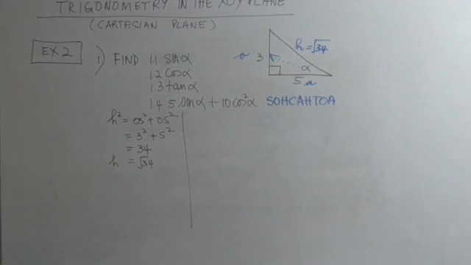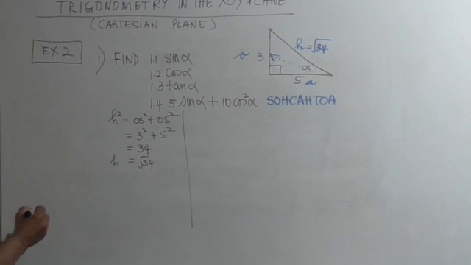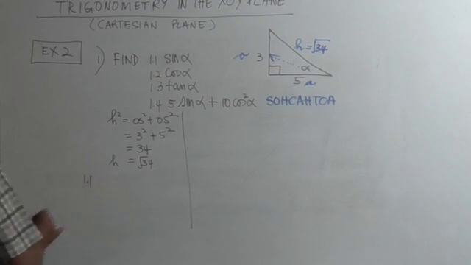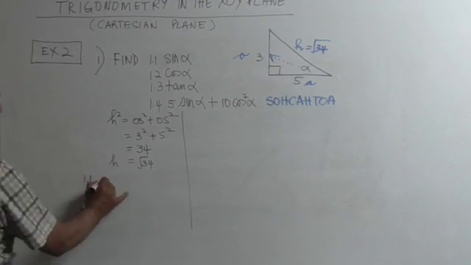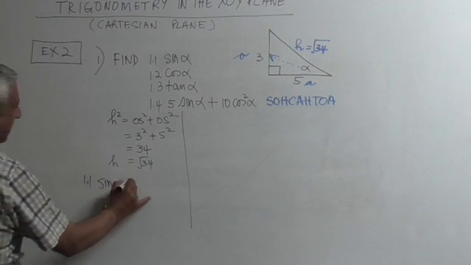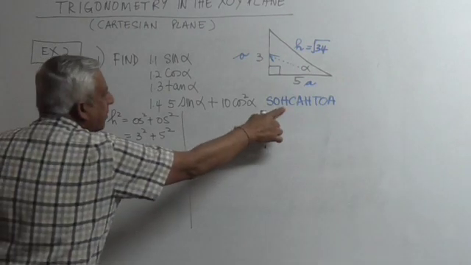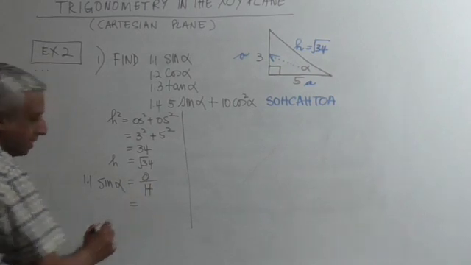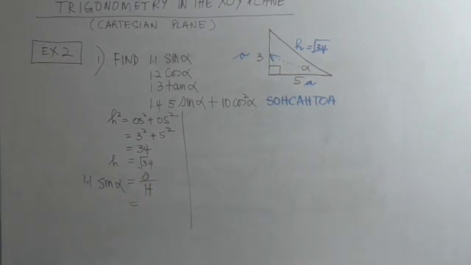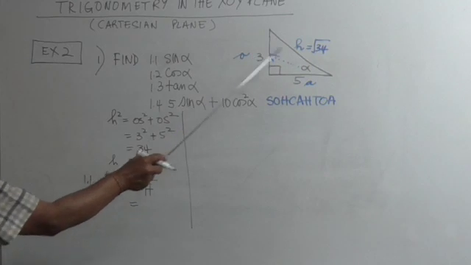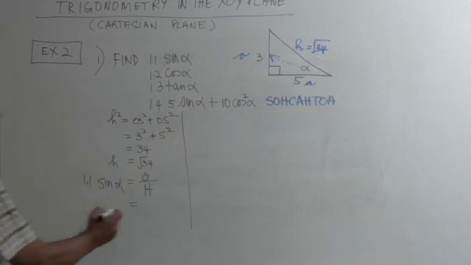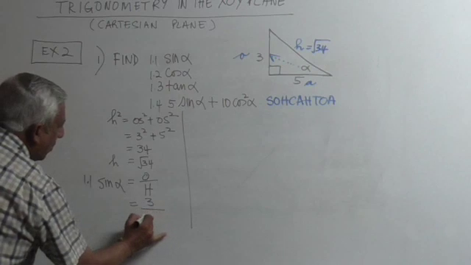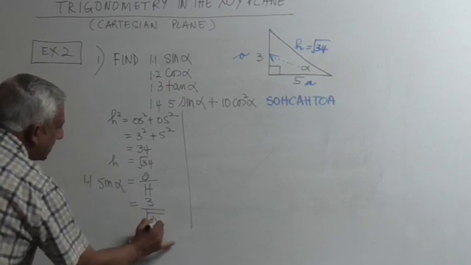Right. Now, you want number 1.1. You want sine alpha. Sine alpha, sine is opposite over hypotenuse. And then you look at your diagram. Your opposite is 3, hypotenuse root 34. So it is 3 over root 34.